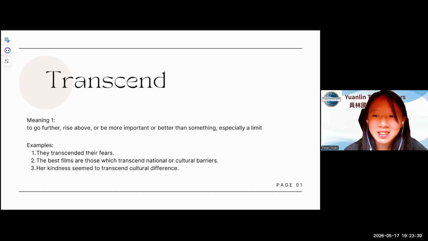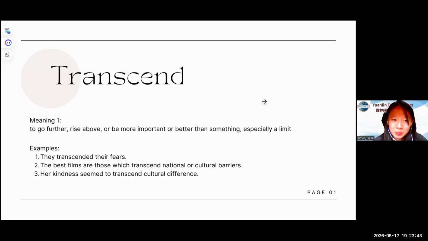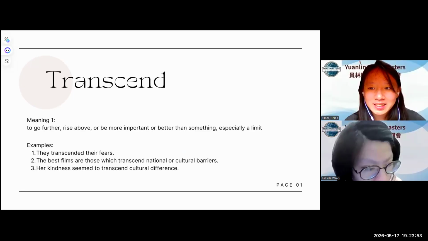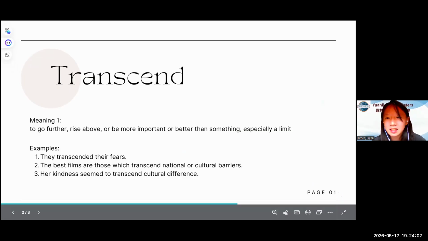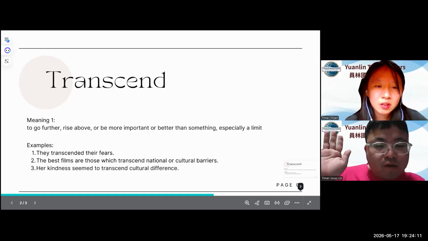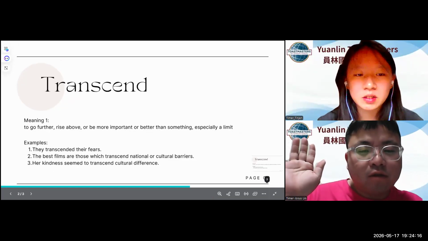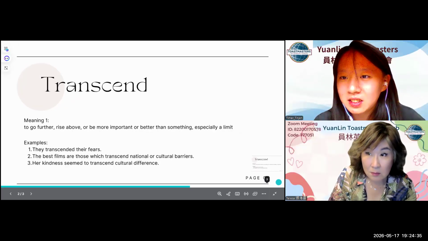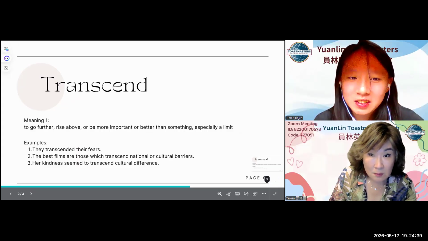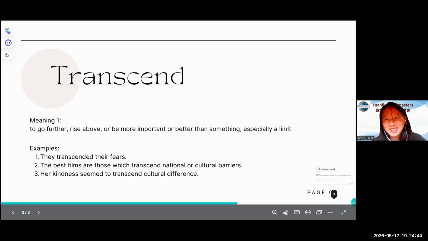Is there any volunteer? Okay. They transcended their fears. Thank you, Belinda. And the second sentence, is there anyone who wants to read it? Me, Joseph. The best films are those which transcend national or cultural barriers. Thank you, Joseph. And the third one, any volunteers? Let me try. Her kindness seemed to transcend cultural difference. Thank you, Brenda.